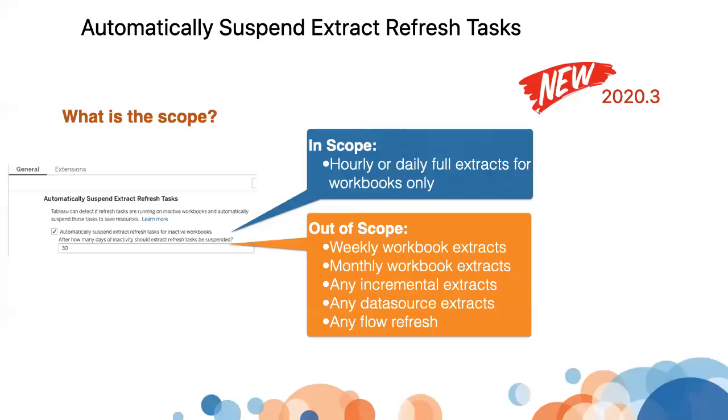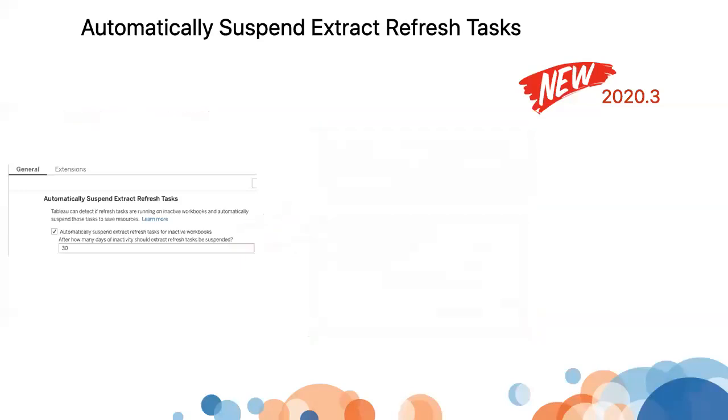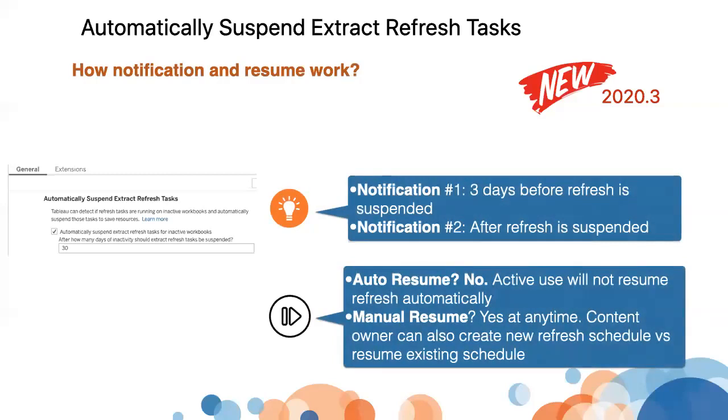Now, the next question you should be asking is, which kinds of notifications are sent out? Well, that's very well designed so far. Tableau Server sends out 2 notifications automatically. One is 3 days before the refresh is suspended. The second one is after the refresh is suspended. I think that's very good.